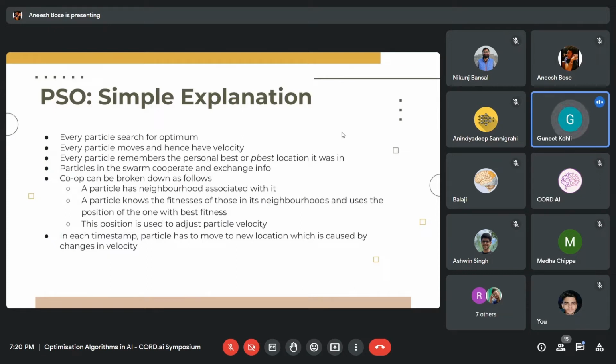Now what happens is particles in the swarm cooperate and exchange info. Sadly, in real life, this doesn't happen usually, but in the algorithmic sense, they try to exchange information with each other, through which they improve their results. Now, this cooperation can be broken down as follows.